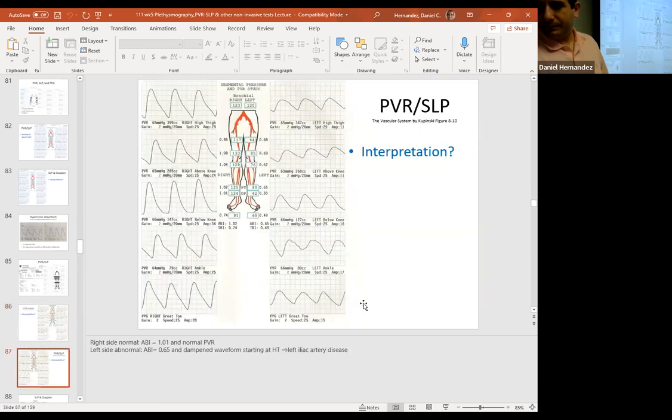Okay. I think you just have to really take your time and just look at the numbers, look at the graphs. Yep. So first thing with your ABIs, we have a normal ABI on the right, abnormal on the left. So the left has disease. It's definitely the entire leg too, so it has to be left iliac. Starting at that high thigh, pressures are very low.